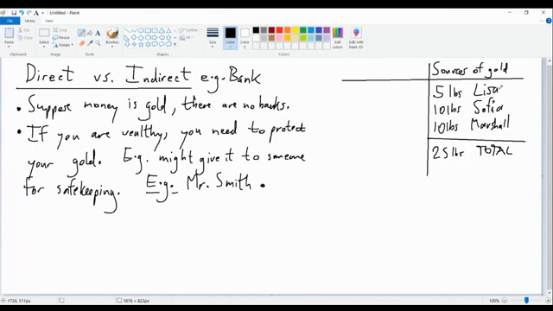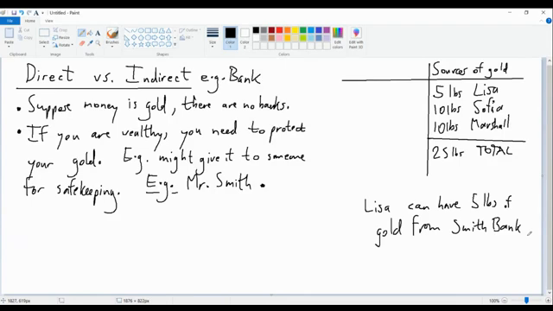That is the following. Presumably, all the clients of Mr. Smith have gone off with some sort of document or receipt that says, let's say, Lisa can have £5 of gold from Smith Bank. I'm just going to call it a bank now.